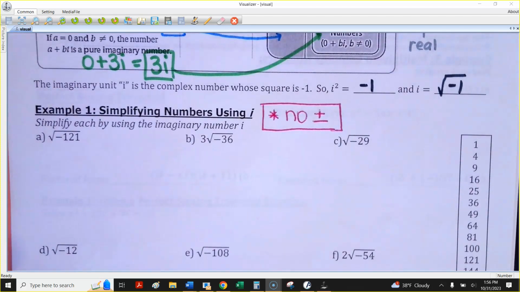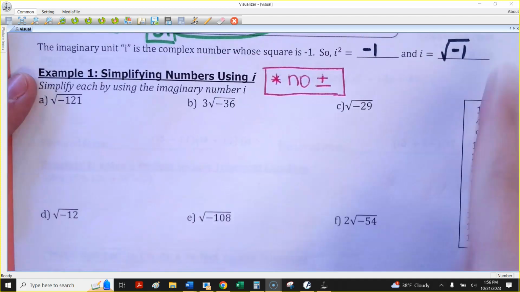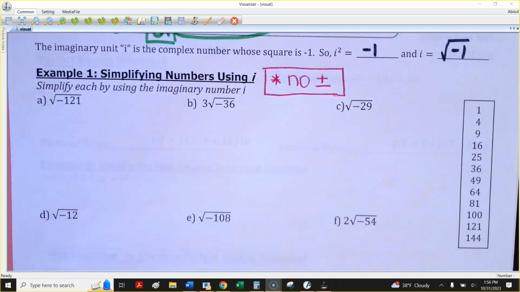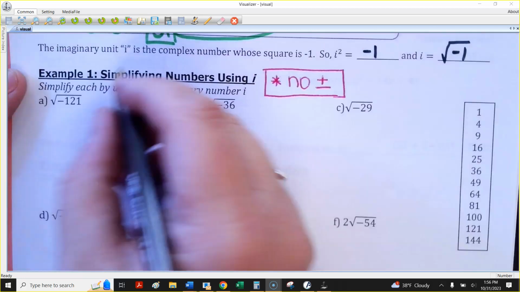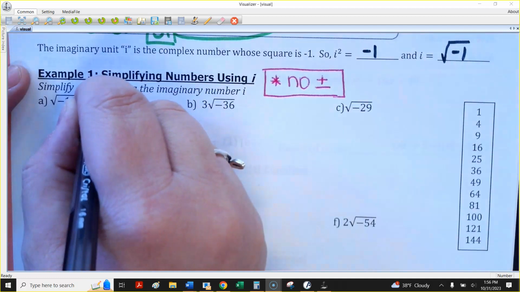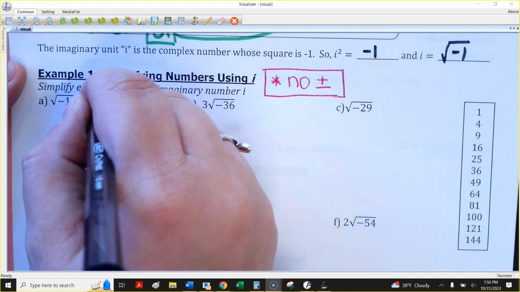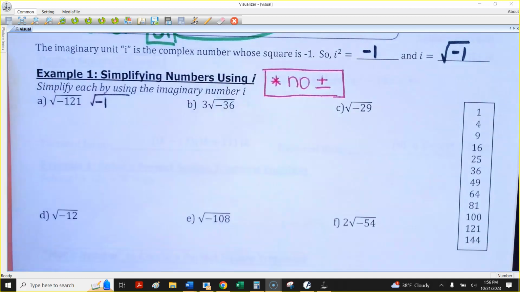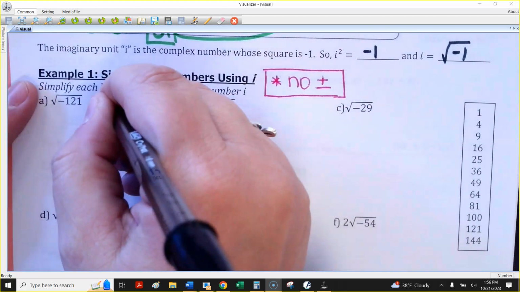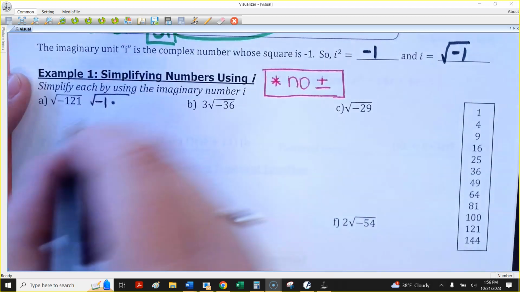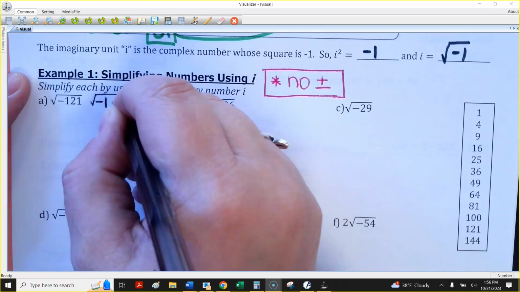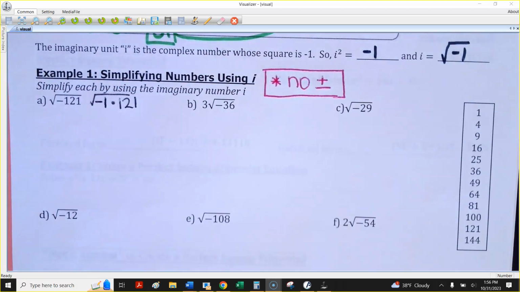Here is how, and I just have the perfect squares up on the board to the side. Here is how you break down a negative under a square root. I've got negative 121 as my very first question. I'm just going to rewrite that as a product, negative 1 times 121. Does anybody know, just off the top of your head, the square root of 121? 11 is a perfect square.